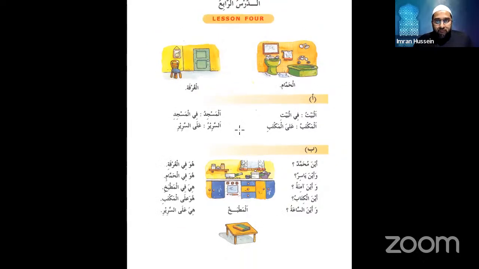So al-baytu, fil bayti, the house, in the house. Al-maktabu, the desk, ala al-maktabi, on the desk. Al-masjidu, the mosque, fil masjidi, in the mosque. Then we have the word as-sariru, the bed, and ala as-sariri, on the bed.